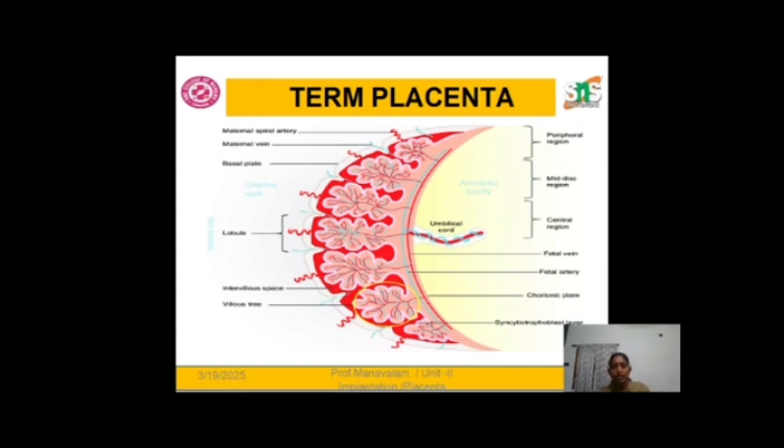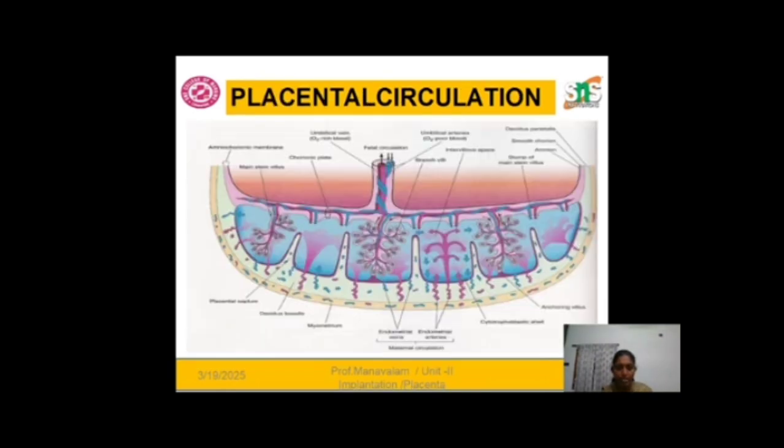The placenta is a temporary structure. It is the main structure for blood supply as well as nutrient supply to the fetus. The blood supply in the placenta takes place in two ways, through fetal circulation and maternal circulation. The maternal circulation happens through the endometrial veins and endometrial arteries.